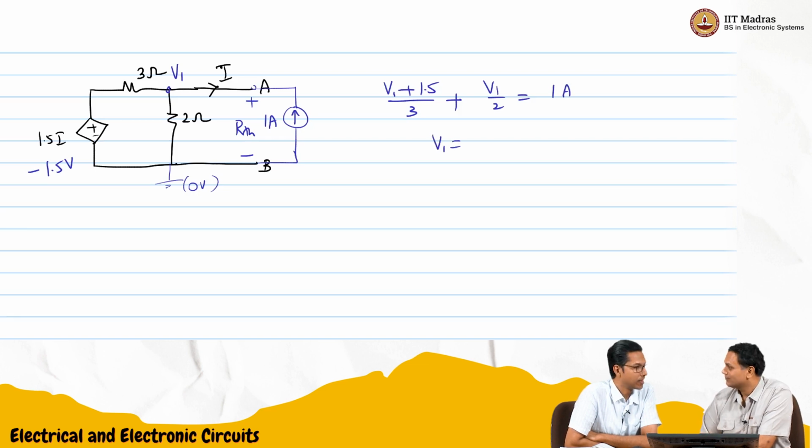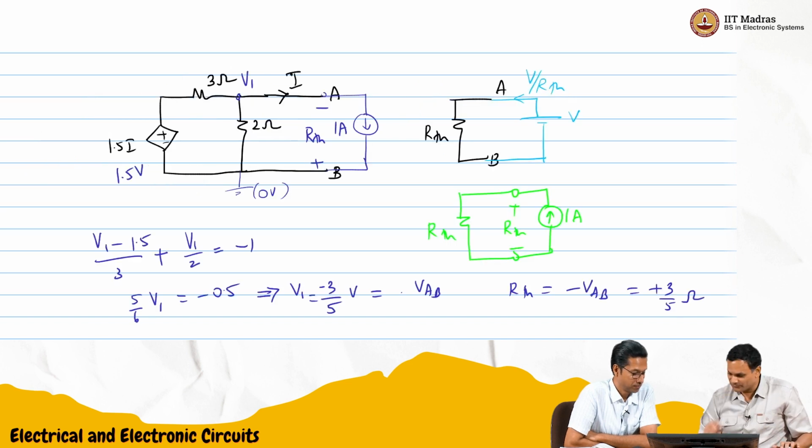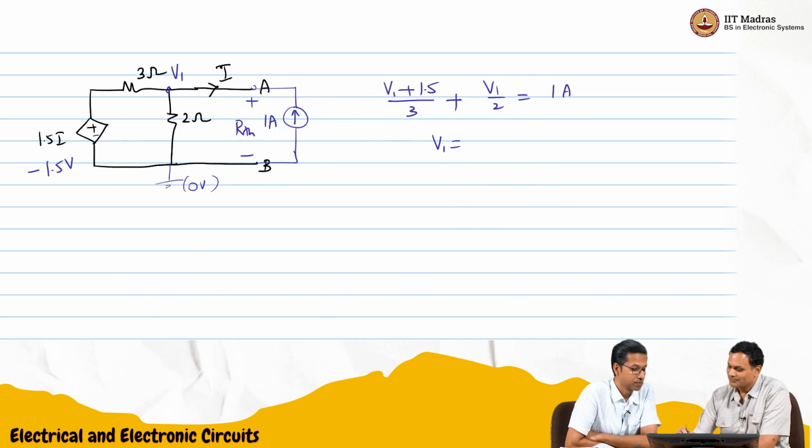Getting the same answer. Right? You're getting minus 3 by 5. Correct. Obviously, the voltage potential difference between A and B should not change, no? If the answer is consistent. And now if it's minus 3 by 5, that is R Thevenin is plus 3 by 5. Correct, no?